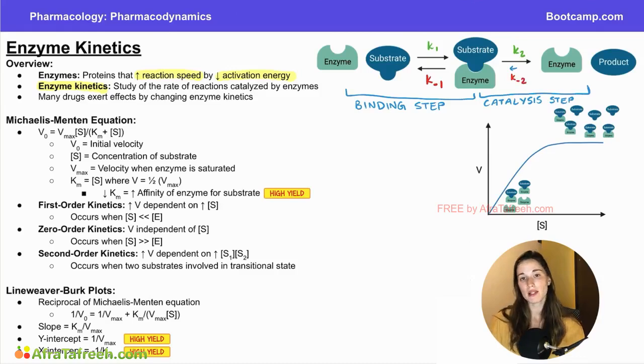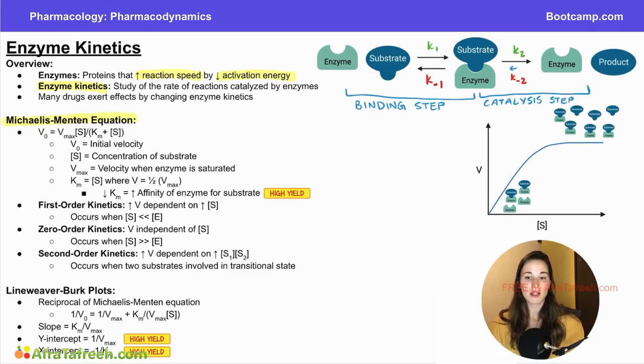But we want to be able to study the kinetics of this entire reaction, and not just the binding step and catalysis step separately. And that's where the Michaelis-Menten equation comes in. I'm going to go through the derivation of the Michaelis-Menten equation because I find this information as helpful background, but it's not strictly necessary for answering most Step 1 questions about enzyme kinetics, so if you'd like, you can skip forward to the section titled Michaelis-Menten equation interpretation.